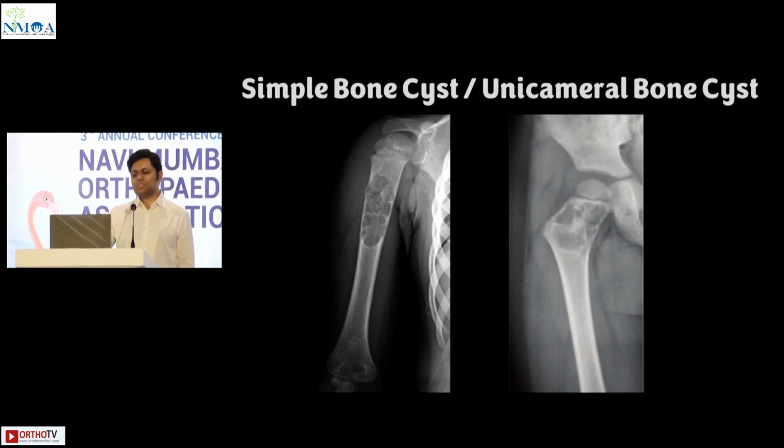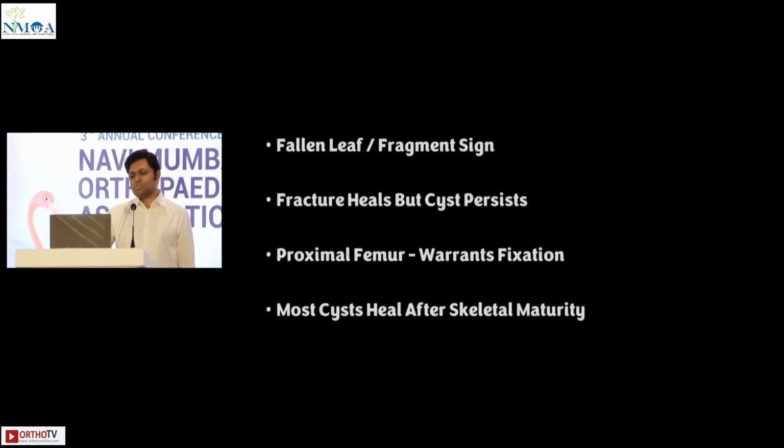The simple bone cyst. Here I have shown you the proximal humerus and the proximal femur because probably 90% of the UBCs are in these two locations and they present with pathological fractures. So you see a fallen leaf sign when you see this fracture. These fractures heal, but the cysts persist. When you see a patient with pain who has a proximal femur simple bone cyst, even when it is not fractured, I think it warrants fixation because this is prone to getting a pathological fracture very soon. And most of these cysts heal after skeletal maturity.